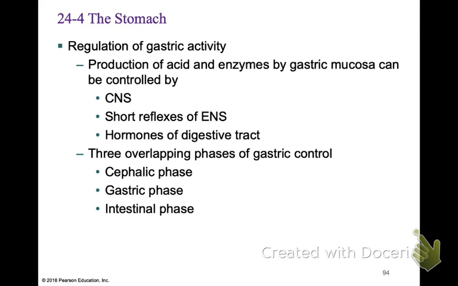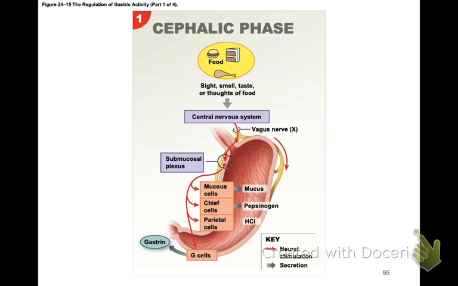And all 3 of these can be either inhibitory or stimulatory. So the cephalic phase occurs when you have just the thoughts of food or the smell or sight or taste of food. Those are all positive reinforcements. If it's something disgusting, obviously that would be inhibitory. And for the cephalic phase, you're going to use the vagus nerves. You remember that these are the main parasympathetic nerves, and parasympathetic stimulates the digestive tract. So the cephalic phase is positive, happy thoughts of eating.